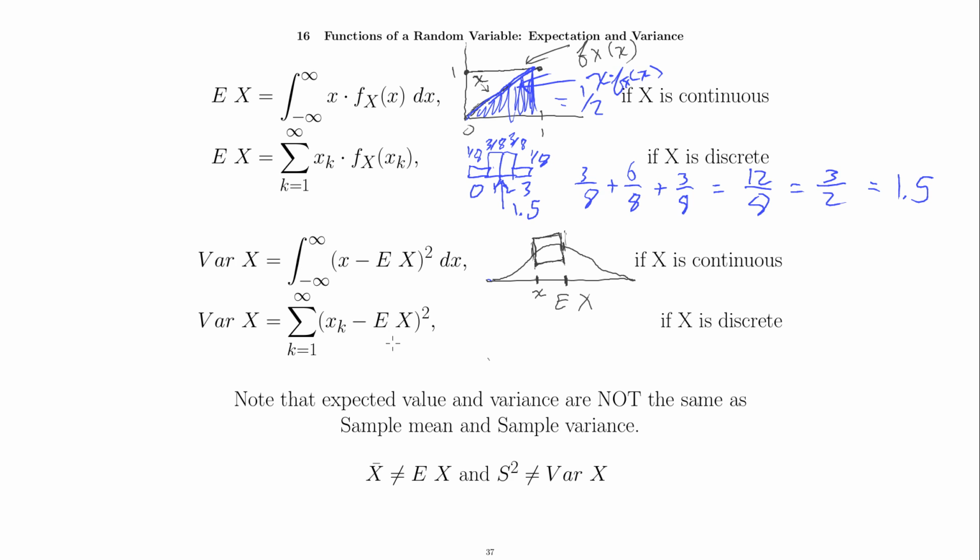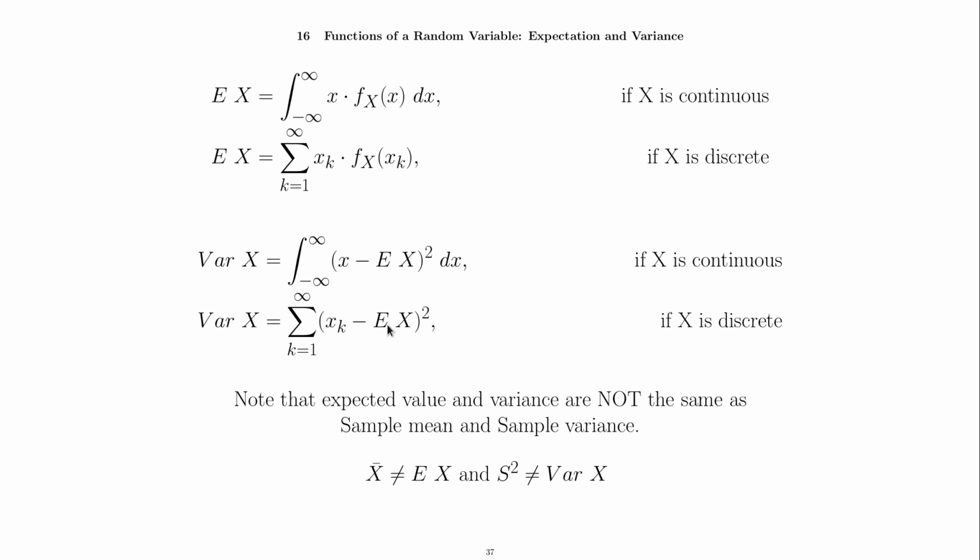All right, so I'm over time, so I'm going to wrap up by saying this is the equivalent for discrete random variables. You just substitute the sum in for the integral sign. The very important thing to note here is that expected value and variance are not the same as sample mean and sample variance. They look really similar in principle, but they're not equal.